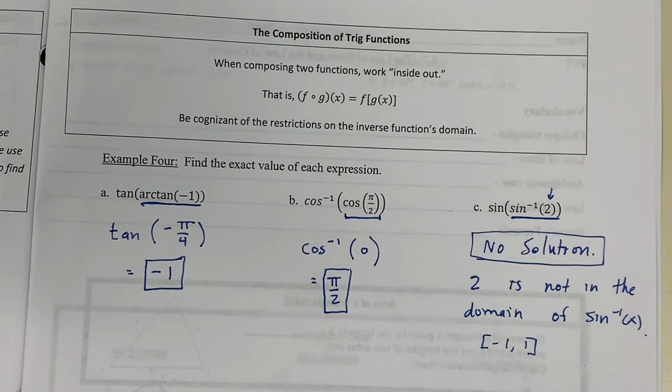Okay, I would like for you to try letters D, E, and F. Press pause. When you're finished, hit play, and I'll go through these together.